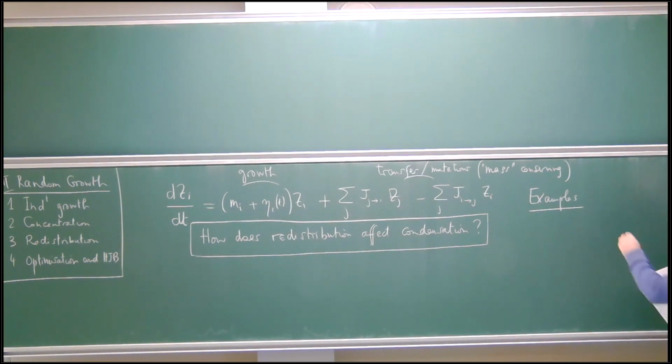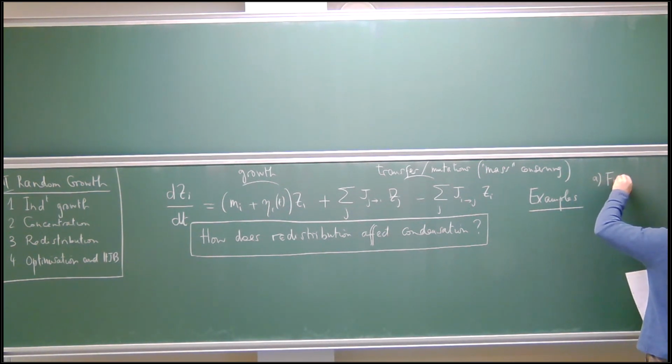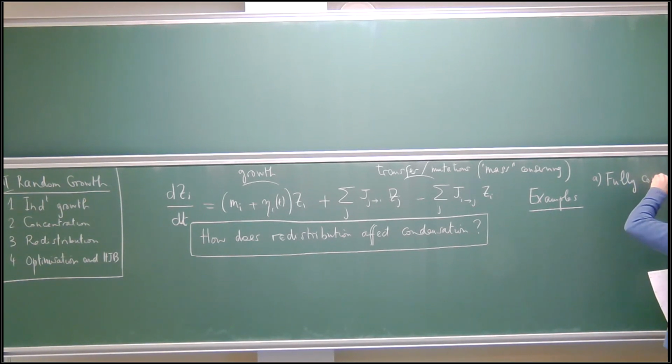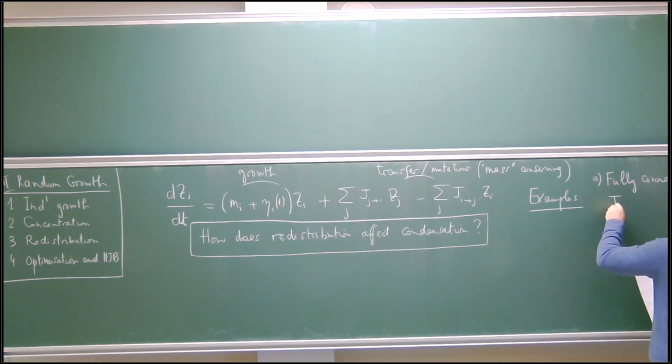So one example is what people like to call, in particular in physics, the fully connected case. And this amounts to saying that J_ij is equal to some J0 over N.